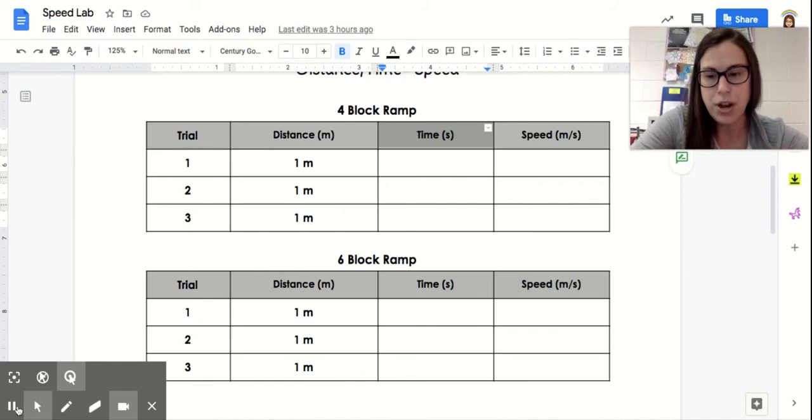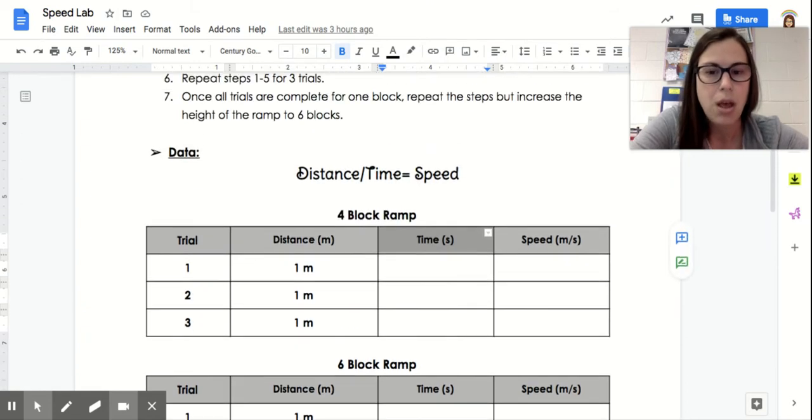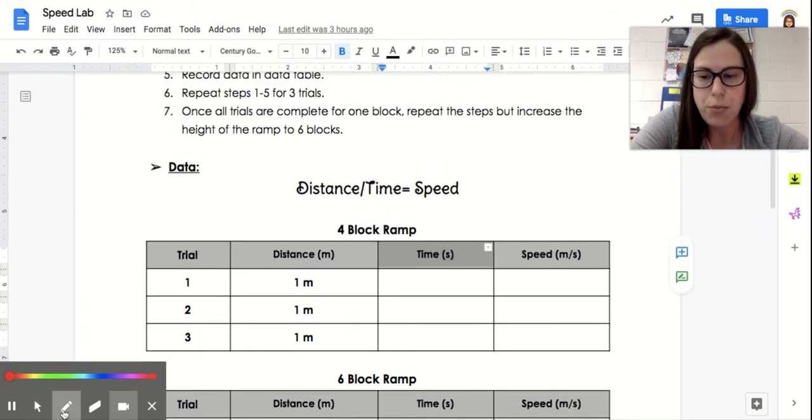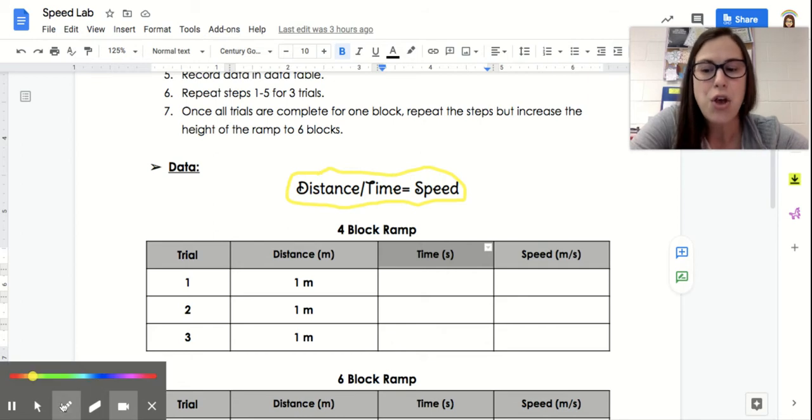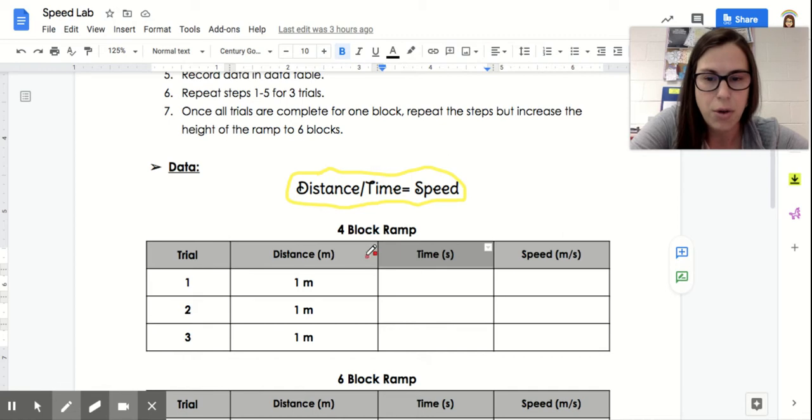After you are done gathering all of your data, what you're going to do then is calculate the speed. When we calculate our speed, we need to make sure that we are taking our distance divided by our time. Now, the cool thing is that your data table is already set up to do this. You have your distance. We're going to then divide that by our time, and that's going to equal our speed. And remember, we measure speed in meters per second for this case. So we're going to take our distance, divide it by our time, and get our speed.